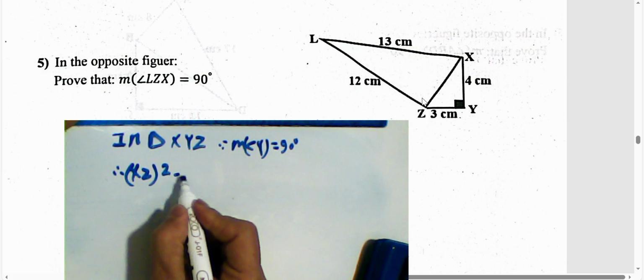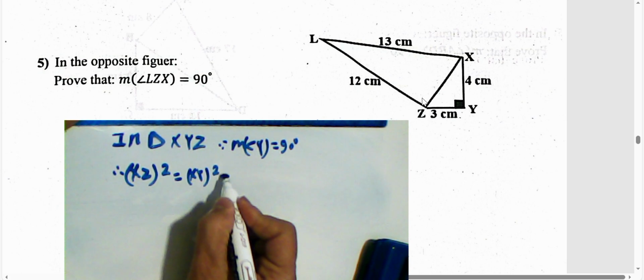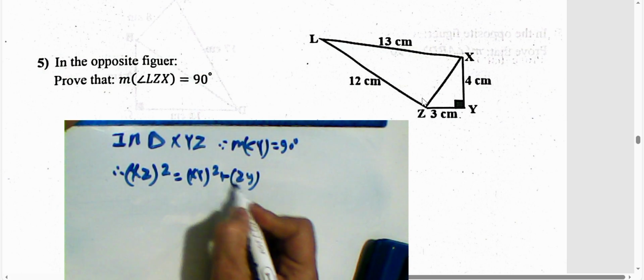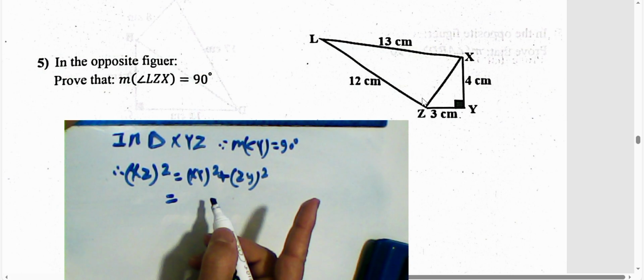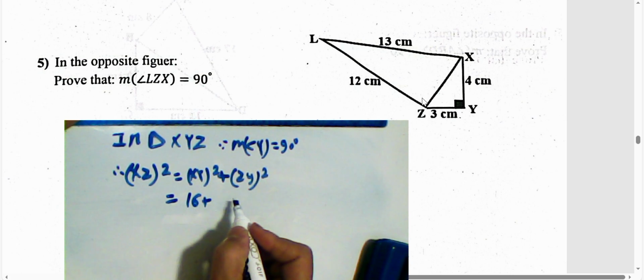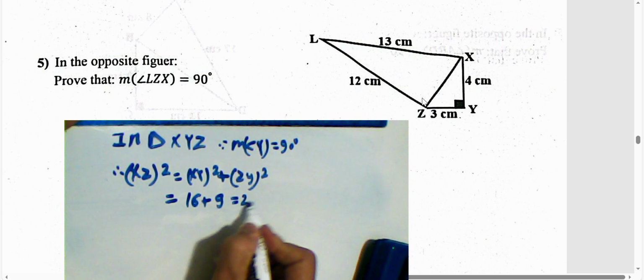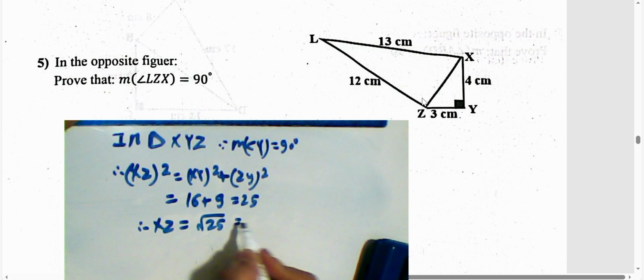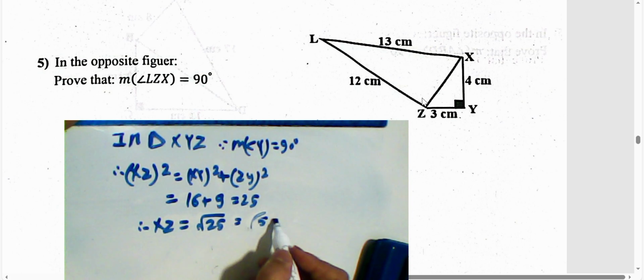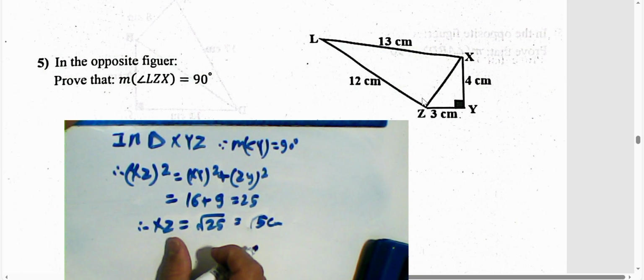XZ power 2 equals XY power 2 plus ZY power 2. Then we have 4 power 2 is 16 and ZY, 3 power 2, is 9, which gives 25. Then XZ equals the square root of 25, equal to 5 centimeters. Okay, this side length is 5 centimeters for XZ.